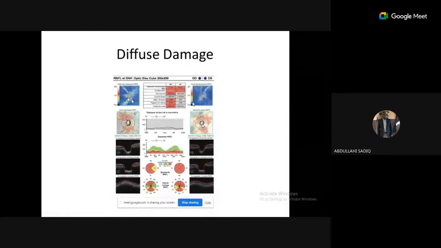If everything is normal, you won't see any color. But if the difference is large, it will be coded as either yellow, which is borderline, or red, which is outside the normal limit.